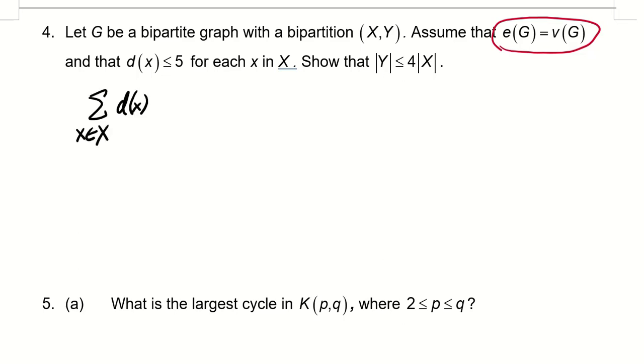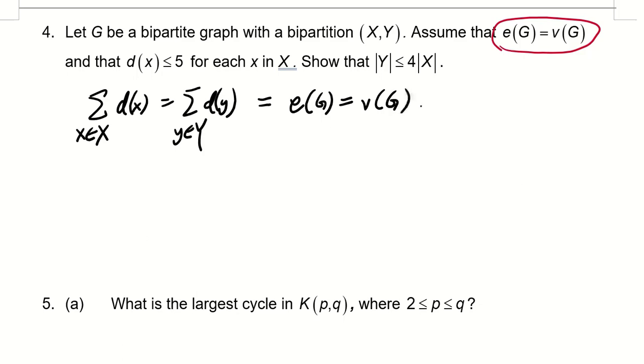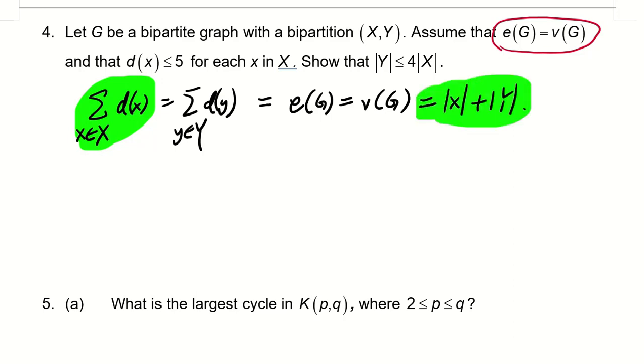The sum of the degrees of vertices in Y is equal to the number of edges in G, and in this case, it is given by the number of vertices in G. So the number of vertices in G is simply X and Y added together. This is the information that we can have. So we need to use only the useful information. The sum of degrees in X equals the number of elements in X plus the number of elements in Y. So let's look at this again.